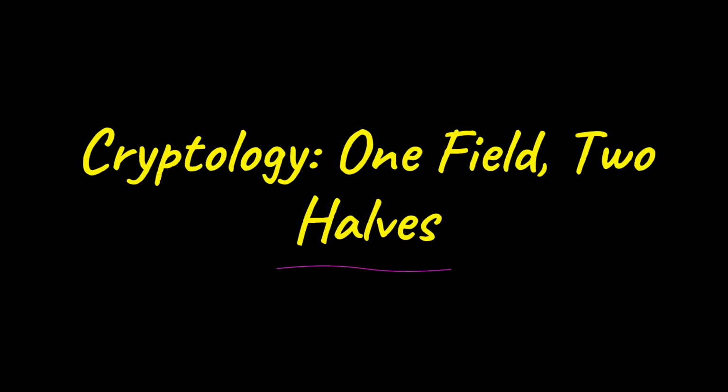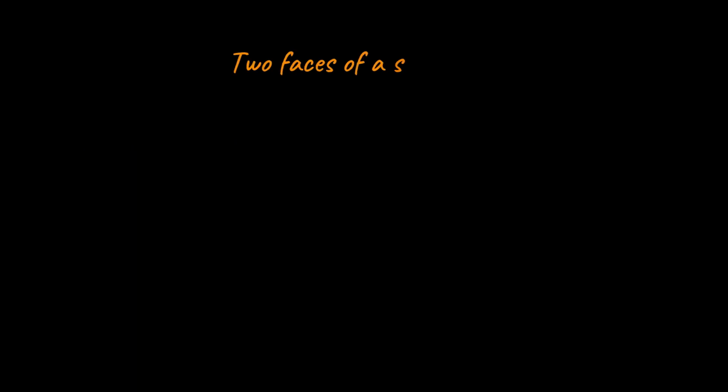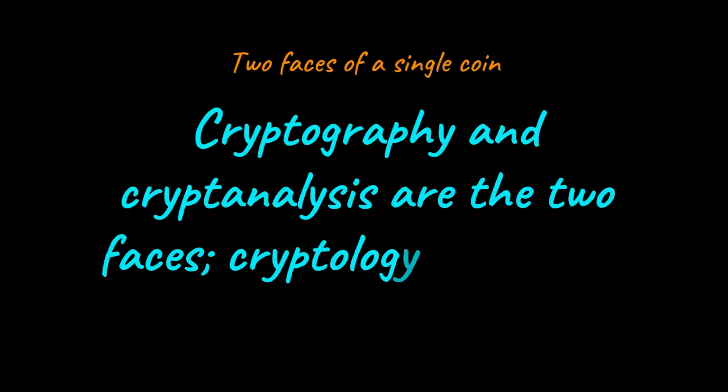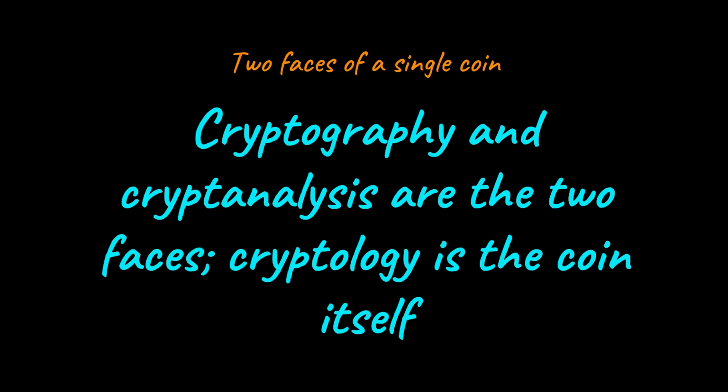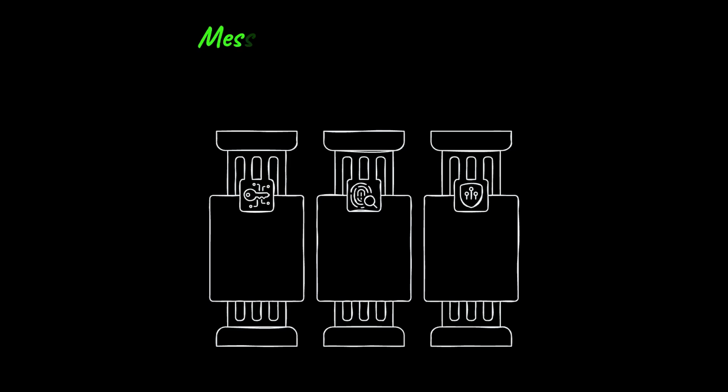Cryptology is the parent science of secret communication, and it splits cleanly into two halves that depend on each other. Cryptography, the work of building ciphers, and cryptanalysis, the work of breaking them. Cryptography is constructive, producing algorithms and protocols meant to keep a message secret. Cryptanalysis is adversarial, probing those same constructions for weaknesses. Cryptology holds both activities under one roof as two faces of a single coin.